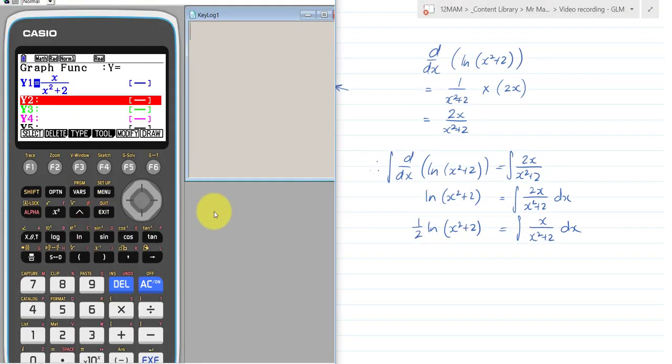And so I've chosen to do this in the Casio to show you what it looks like. Here's the function I've typed in. I'm investigating the look of this function. And what I'm going to do now is just quickly sneak into the V window.